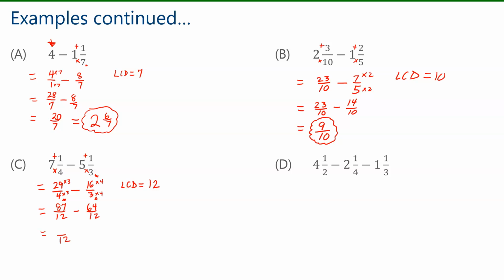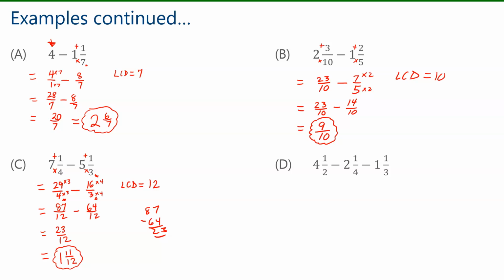Down that LCD, and 87, subtract 64, gives us 23. 23 over 12 cannot reduce, but we change it back to a mixed number, and I can get one full group of 12 out of 23, and we'll be left with 11/12.